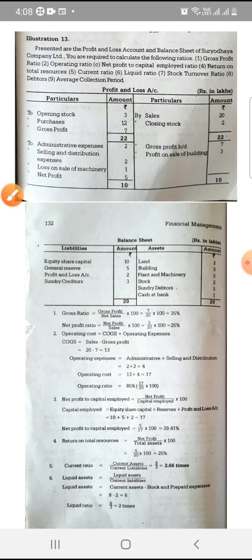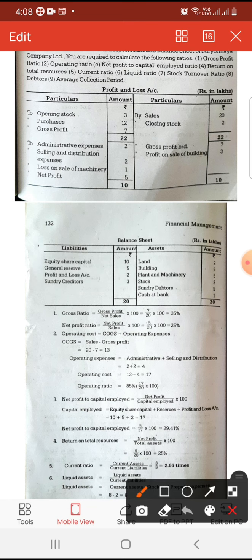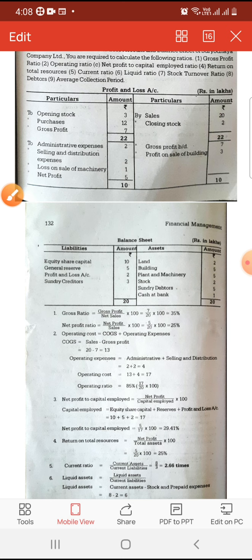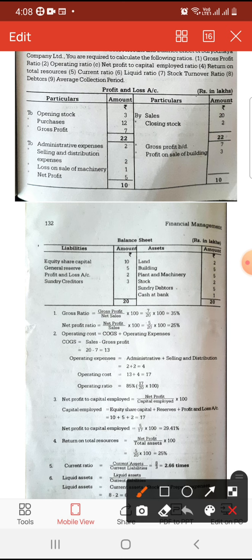Now we will calculate the first one. The first ratio is gross profit ratio. Now how to compute the gross profit ratio? You have to use a formula. Gross profit ratio is equal to gross profit divided by net sales into 100. If you check the problem, gross profit is 7. What is the net sales? Sales is 20. So 7 divided by 20 into 100, you will get 35%.